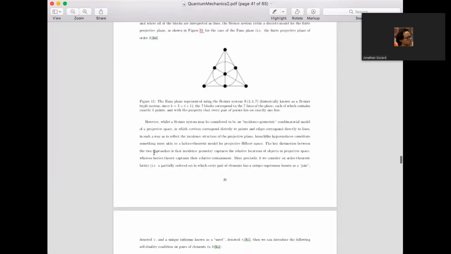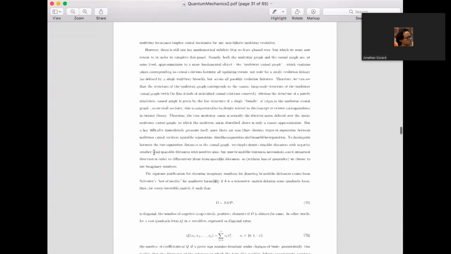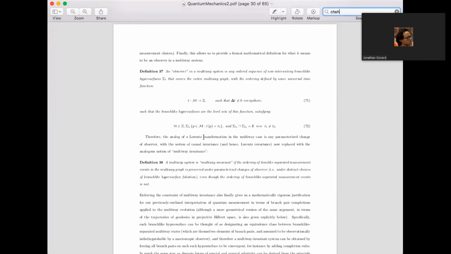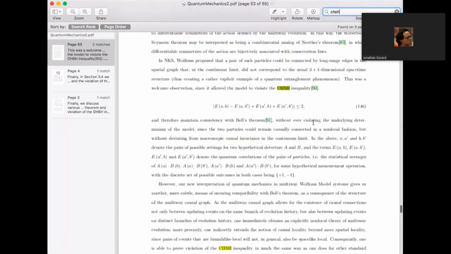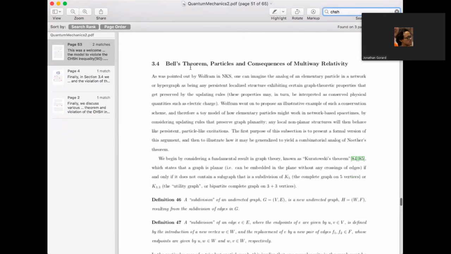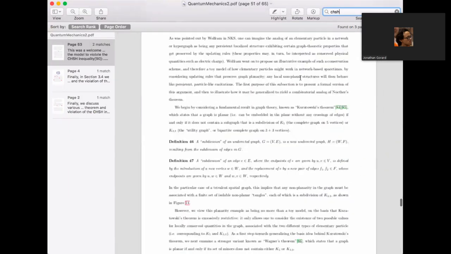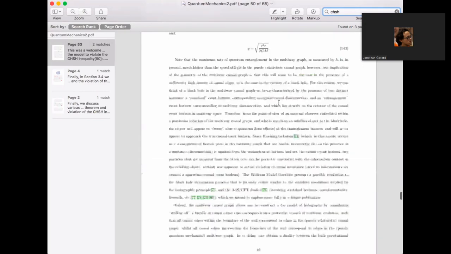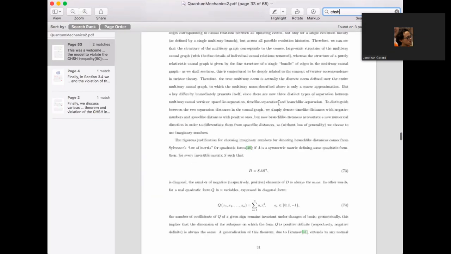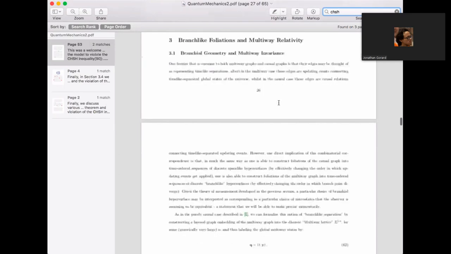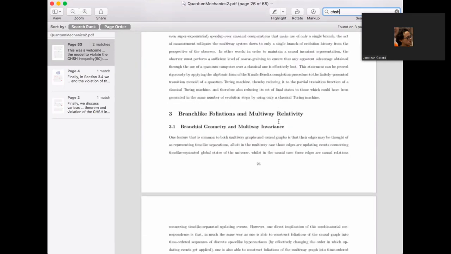Okay, so the proof of compatibility with Bell's theorem, we can do a search for CHSH. The proof of compatibility with Bell's theorem is in this section, 3.4, Bell's theorem, particles and consequences of multi-way relativity. And basic notions of interference are actually introduced much earlier than this, when we first discuss this notion of the multi-way evolution graph and this completion procedure that observers perform. So basically the whole of section three can at some level be thought of as introducing formally this idea of interference between distinct multi-way branches. So if you want to know more about this specifically, definitely check out section three of my quantum mechanics paper.